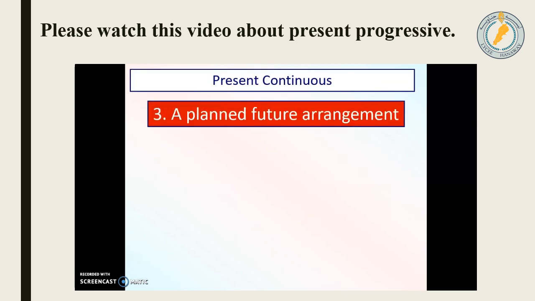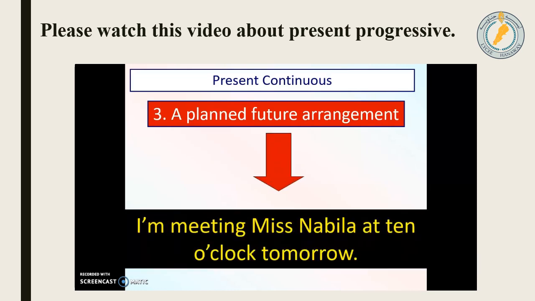Present continuous tense is also used to talk about a planned future arrangement. Example, I am meeting Miss Nabila at 10 o'clock tomorrow. As you can see, I have a planned future arrangement, which is at 10 o'clock tomorrow. Since I have this planned future arrangement, I use the present continuous here. These are the three uses of the present continuous tense.